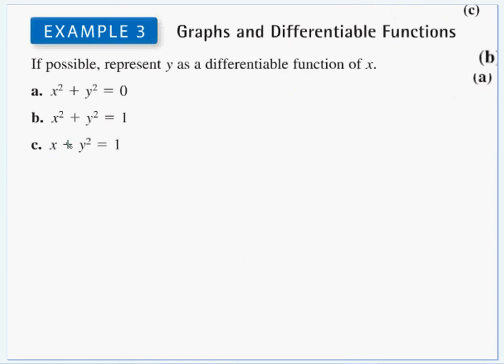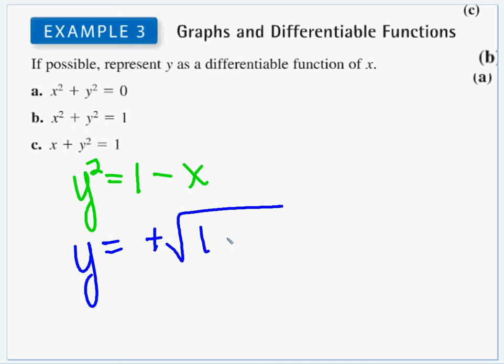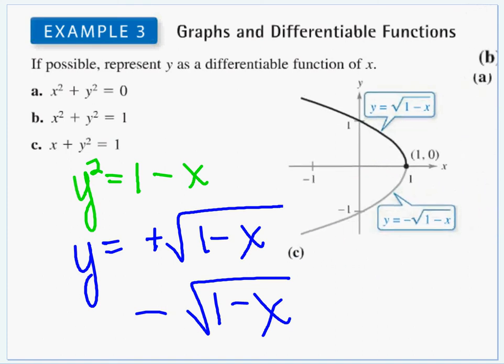Finally here, now the x is no longer squared. This is not a circle. Again, we'll get the y squared alone by subtracting the x, and then we're going to take the square root. So again, we're going to have a positive radical 1 minus x, as well as a negative radical 1 minus x. So this is a parabola opening sideways. Here's the graph. So the top half, or the positive radical, I'll highlight here in blue. That's the stuff that's above the x-axis. And then we have a negative half of our parabola down here in red.